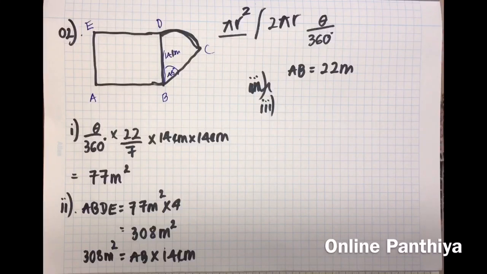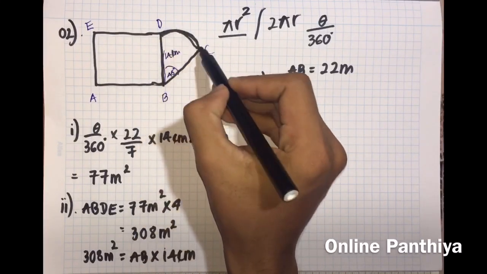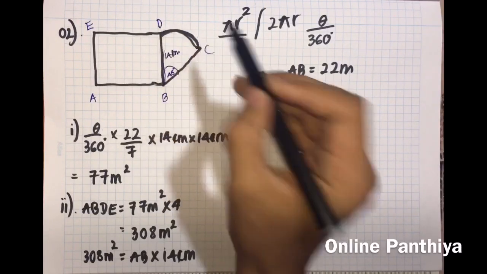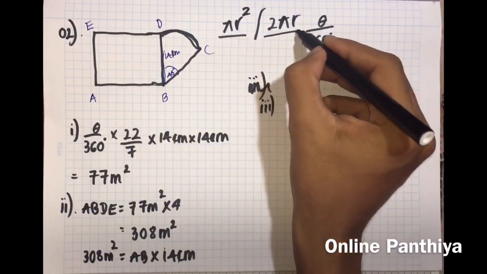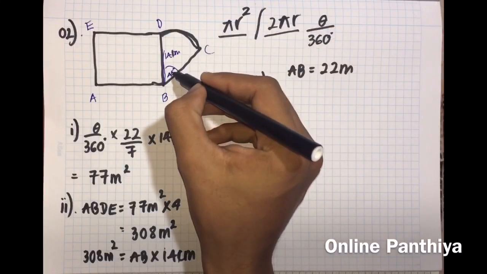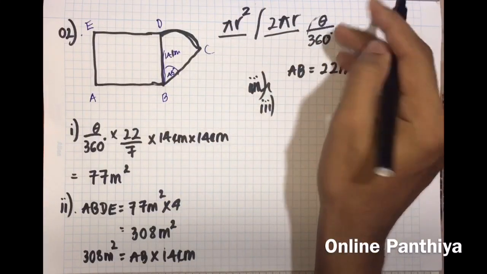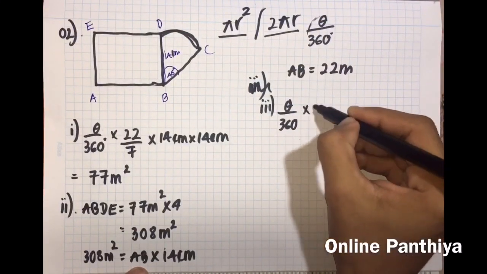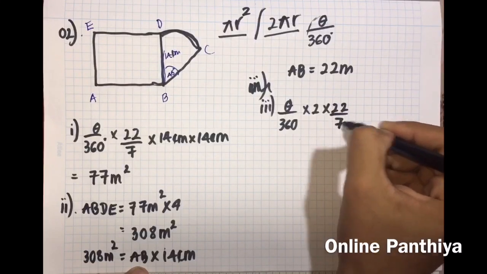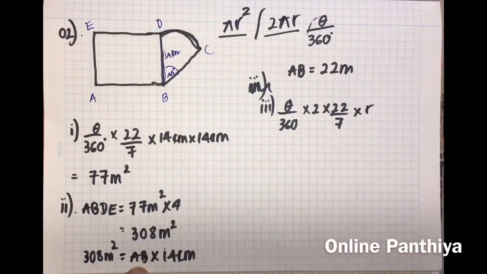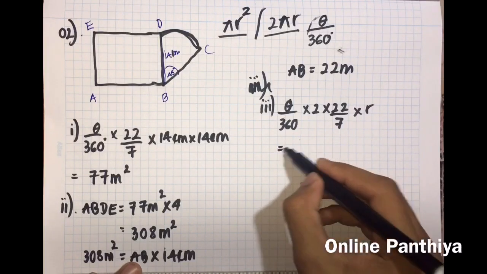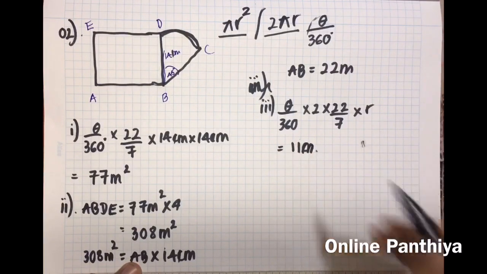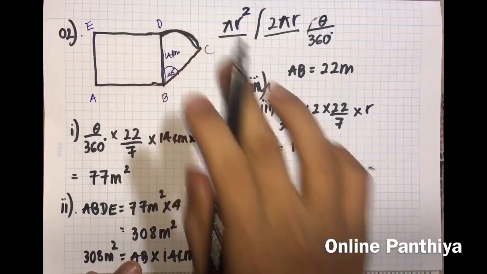Find the length of the arc DC. You have to find something like the circumference, but a part of the arc. How do you find it? You have to use this equation, but since this is a sector, you have to replace this in front. That is theta over 360 into 2 into pi, which is 22 over 7, into r. Now once you simplify, radius is equal to 14. Once you simplify, the answer you get is 11 meters. Okay, clear? Now this part is equal to 11 meters.